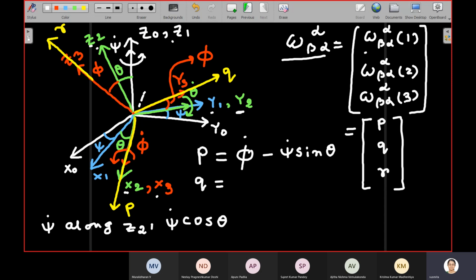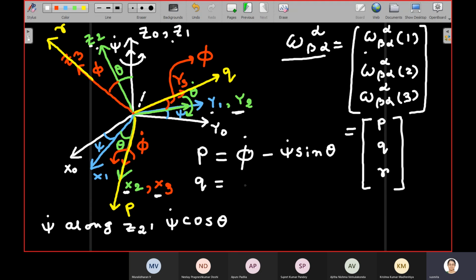As we write the expressions of q and r, you will find that theta dot does not have any component. And that you can see from here also. See, theta dot is along y2, correct? Y2 is perpendicular to x2, correct? And x2 and x3 are the same. So theta dot will not have any component along x3.